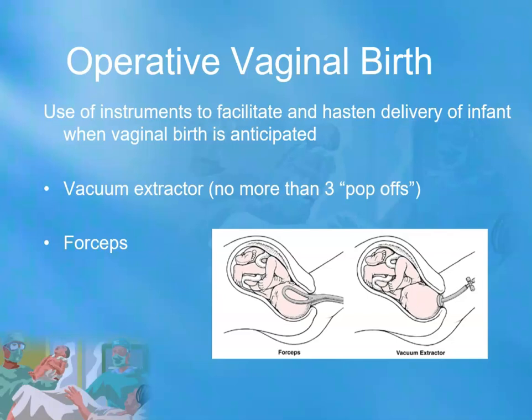We ask her to push, and then we pump it up and pull. As she's pushing, we're pulling, okay? And it pops off sometimes. It tends to pop off. You can't use it more than 3 times, no more than 3 pop-offs. Some hospitals say no more than 2 pop-offs. Because you can give this baby a really nasty hematoma, okay, which we don't want to do. But the vacuum extractor is considered an operative vaginal birth device or instrument that we can use.